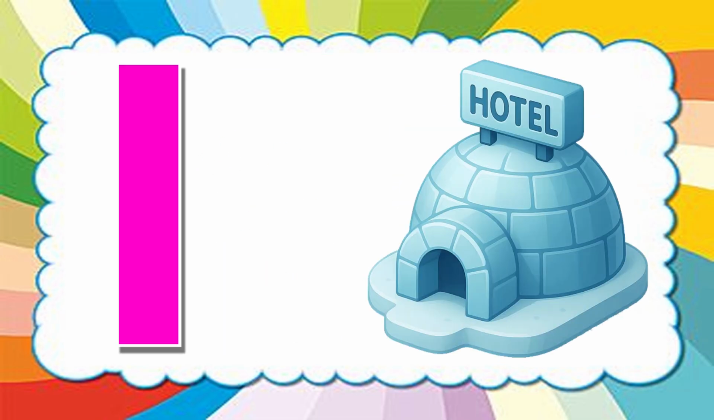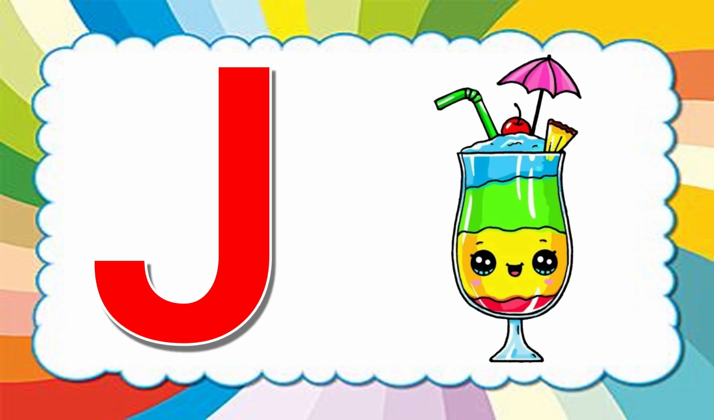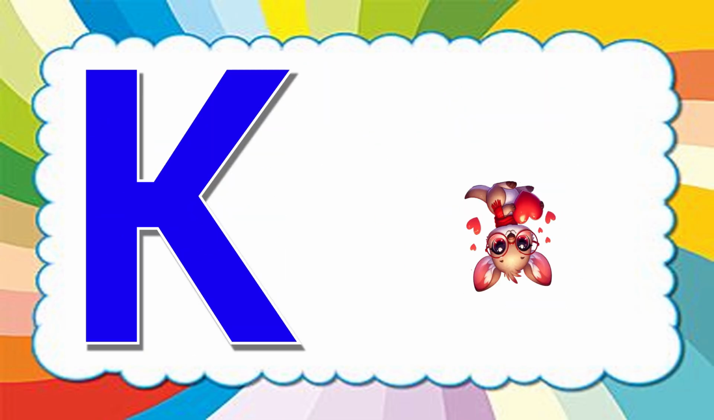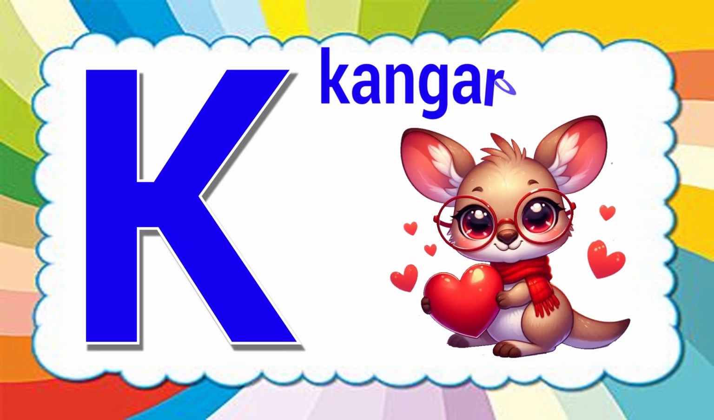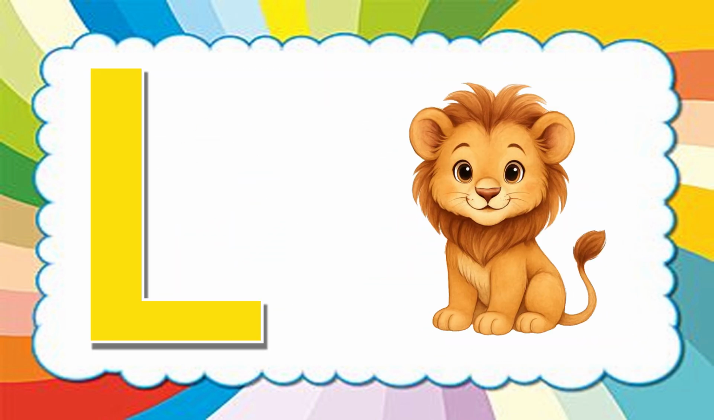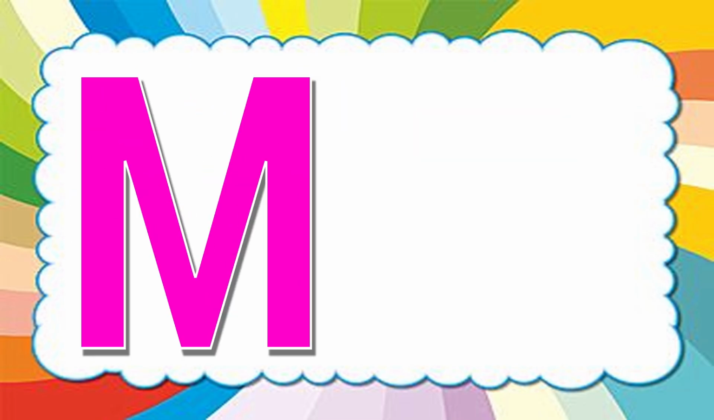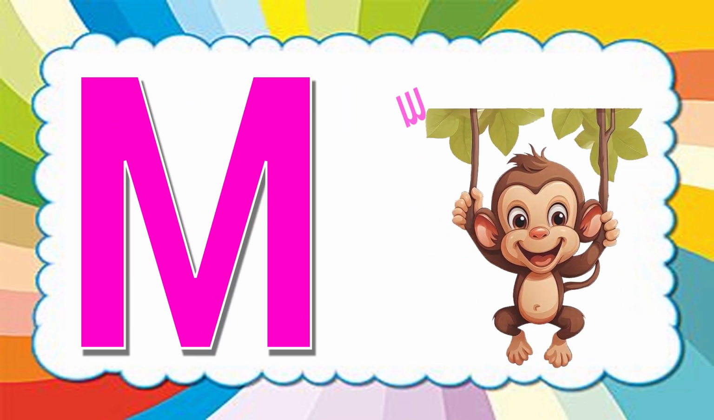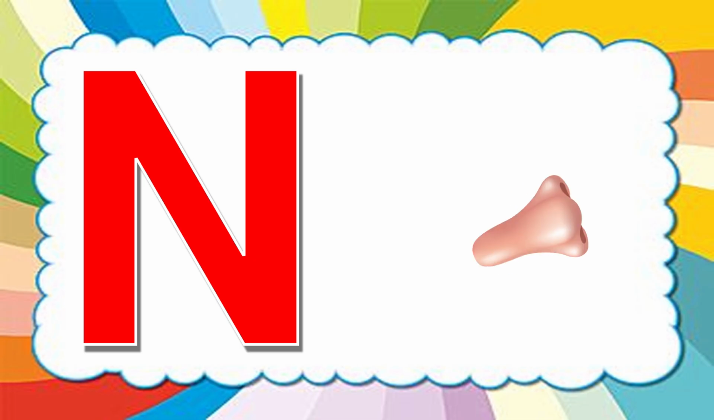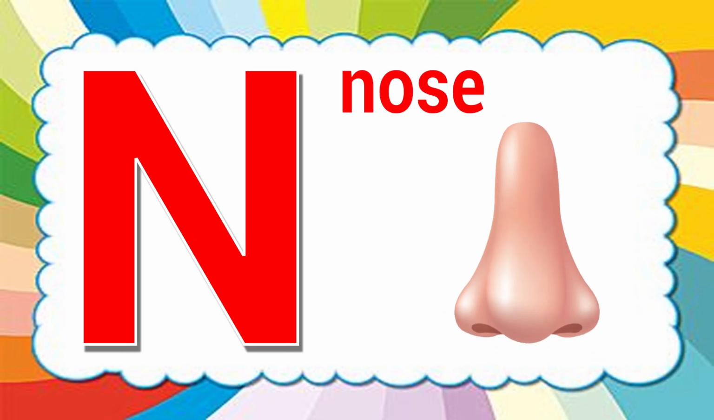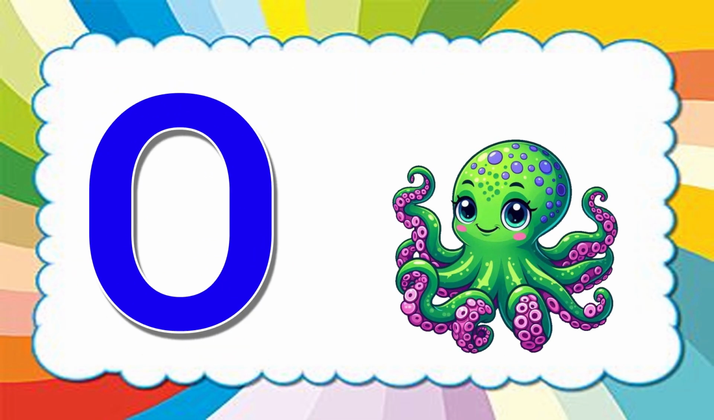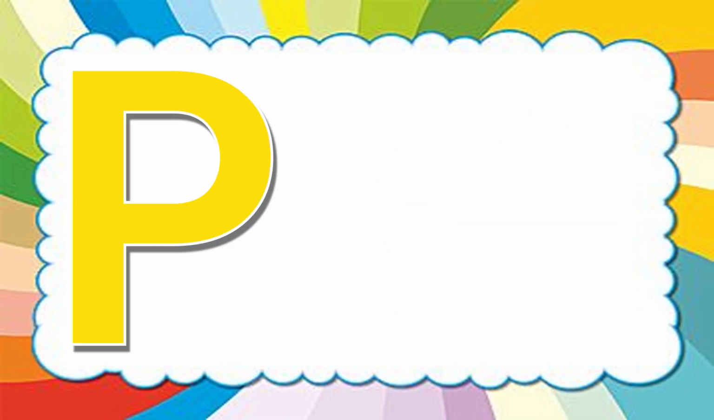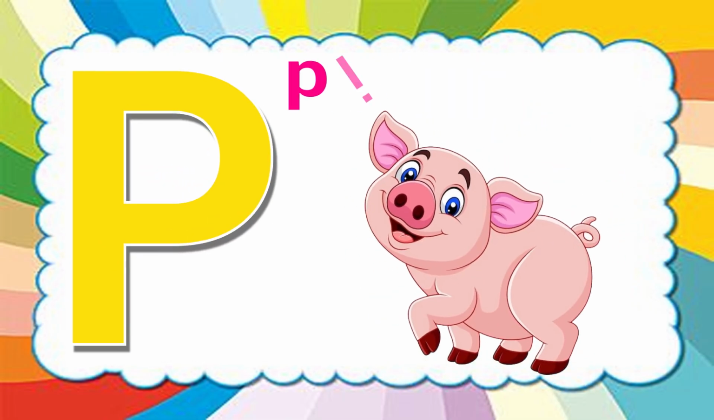I is for igloo, igloo. J is for juice, juice. K is for kangaroo, kangaroo. L is for lion, lion. M is for monkey, monkey. N is for nose, nose. O is for octopus, octopus.